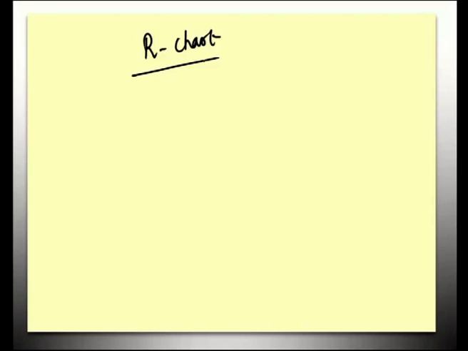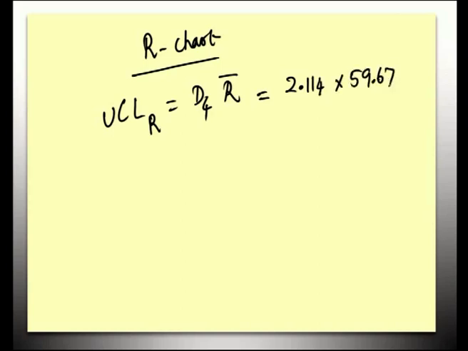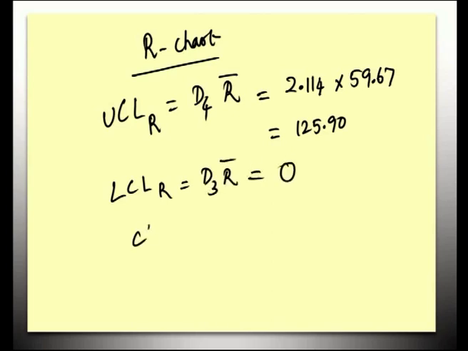Now, similarly, we will draw the R chart. The calculation is UCL of R is equal to D4 into R bar. D4 is 2.114 from the tables into 59.67. The value is 125.90 and LCL of R is D3 into R bar. D3 value is 0 and CL of R is equal to R bar value 59.67. So, we have to plot 59.67 and 125.9 in the graph sheet.